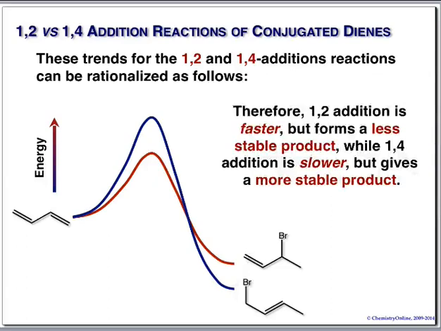Any questions? Will the 1,2 then eventually turn into 1,4? Yep, it will. What happens is, we're here, it's reversible. So we lose HBr, go back here, and then we slowly add this. Once we get here, it stays. So it all trickles down to the 1,4.